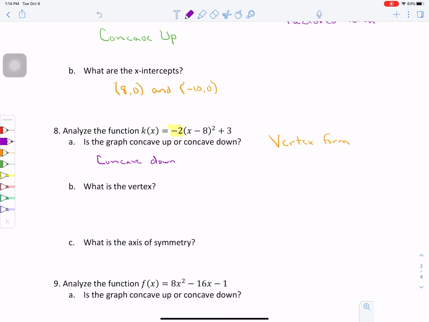The vertex is going to be the h and the k. The h is located inside the parentheses. The k is at the end. Remember, whenever we take something out of parentheses, it becomes opposite. So the vertex is actually going to be a positive 8 and a positive 3. Now, the axis of symmetry is just x equals whatever h is. So since h is an 8, x is 8. That's your axis of symmetry.